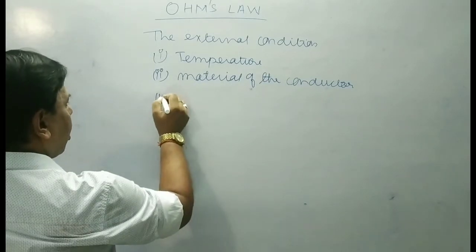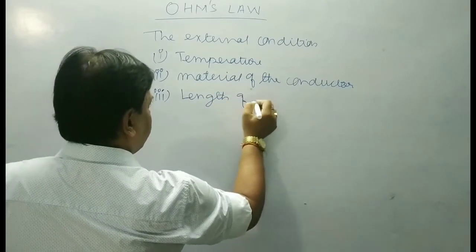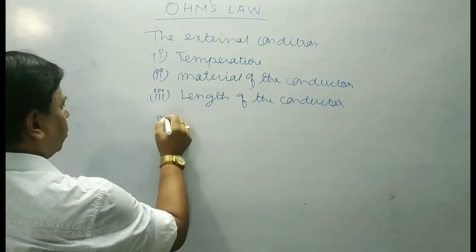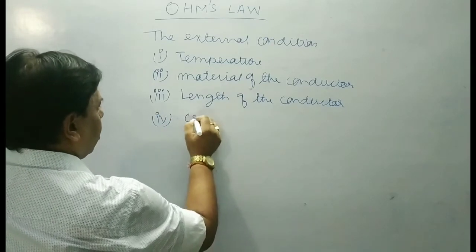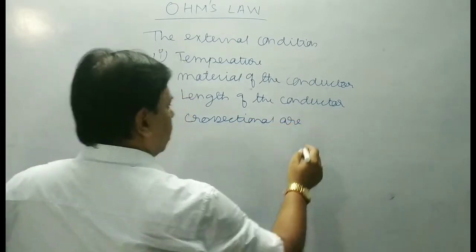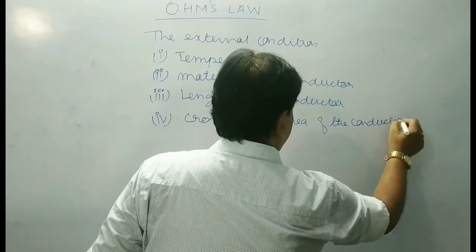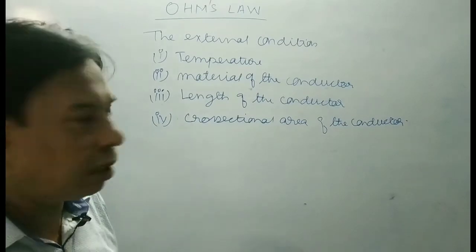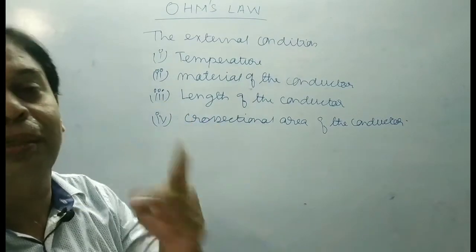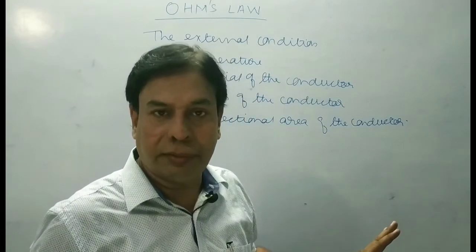Third, length of the conductor. And fourth, cross-sectional area of the conductor. ये चारों चीज किसी भी मटेरियल का सेम होना चाहिए, किसी भी कंडक्टर का सेम होना चाहिए एक्सटर्नल एनवायरनमेंट. इस चीज को सदा ध्यान रखिए. कोई दिक्कत इसमें नहीं होनी चाहिए, है ना.